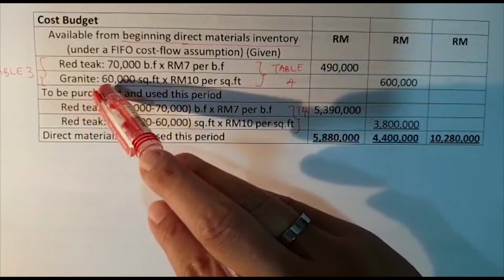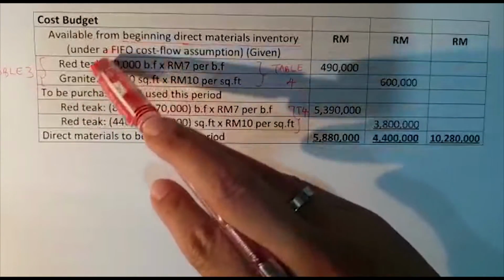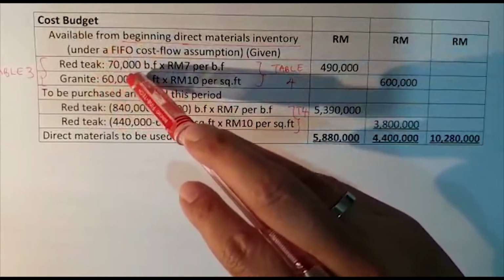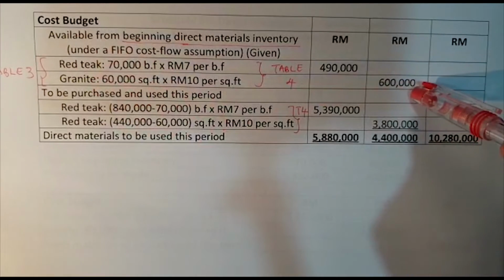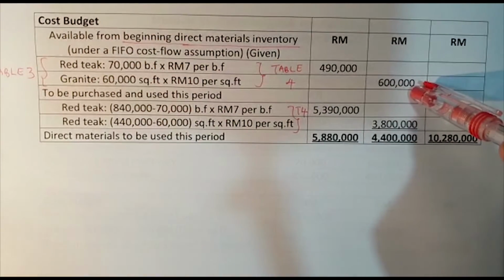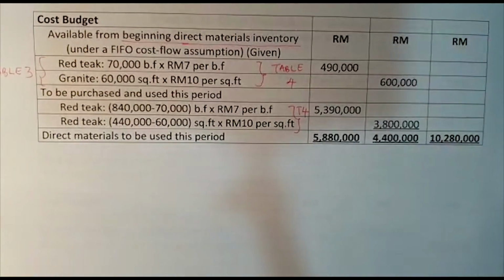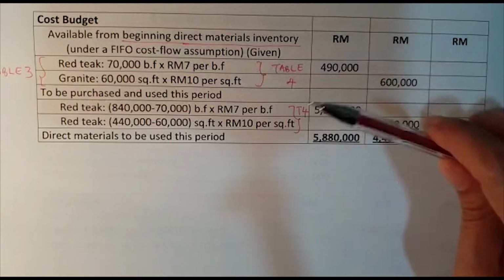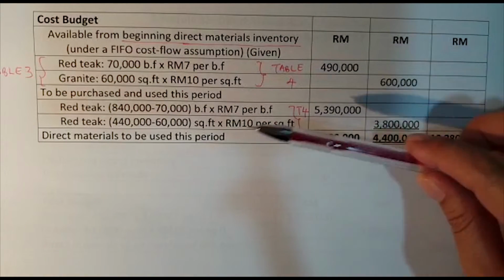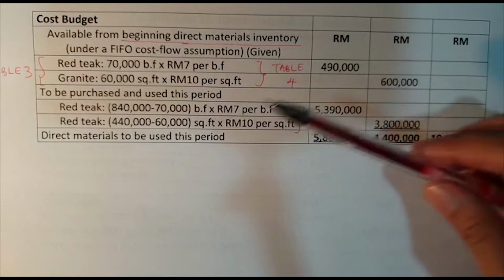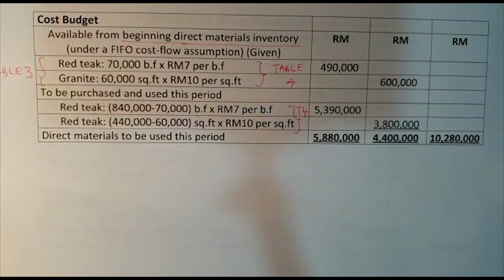And for granite is 60,000 square feet. This is, you know, like already materials we have in hand. Okay, and the total is 600,000 if we calculate in amount. All right, now this is what we already have. We are going to think about what additional things that we need to purchase.